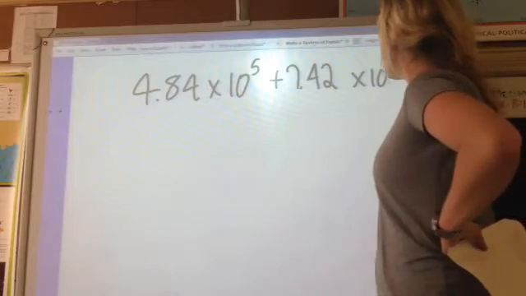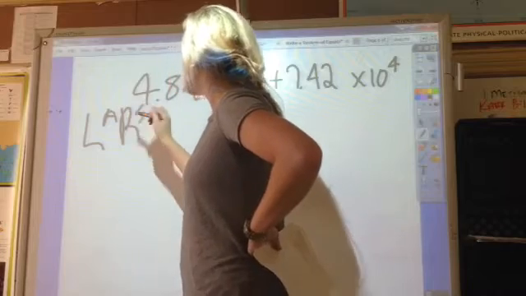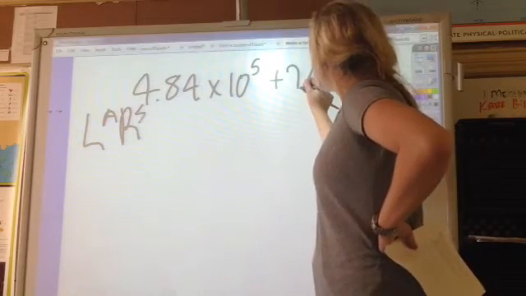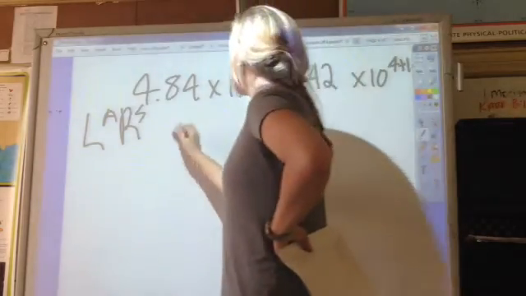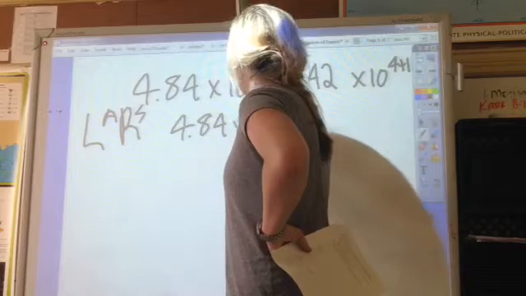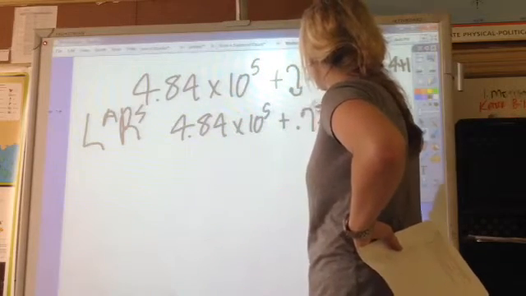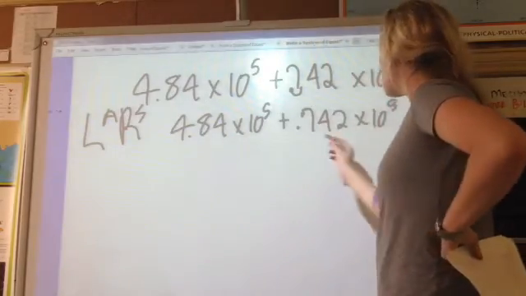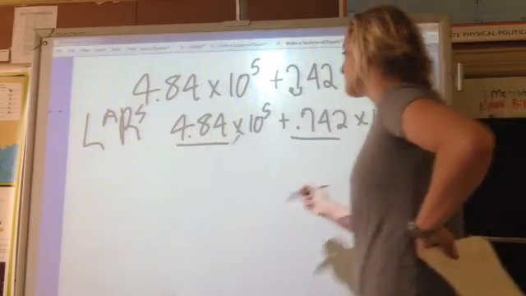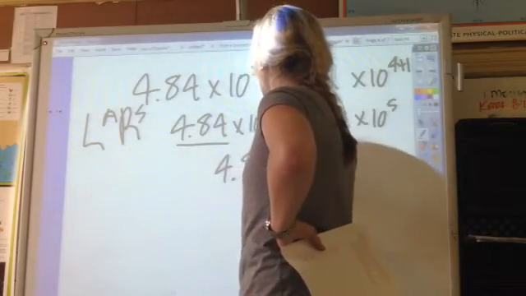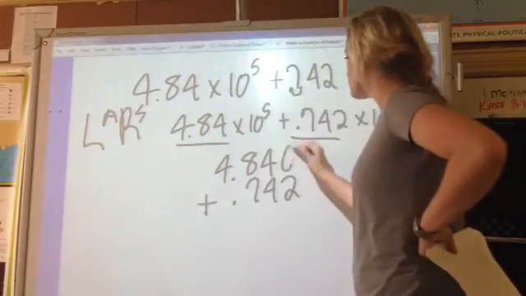If I want to add one to my exponent, this is where I have to remember my good friend Lars. If I want to add, I have to move my decimal left. So if I move it one spot to the left, I can add 1. My new problem is 4.84 times 10 to the fifth plus 0.742 times 10 to the fifth. Now my exponents are the same, so I can just deal with my coefficients. So all I have to do is add my coefficients. 4.84 plus 0.742. Line up your decimals, fill in your zeros.